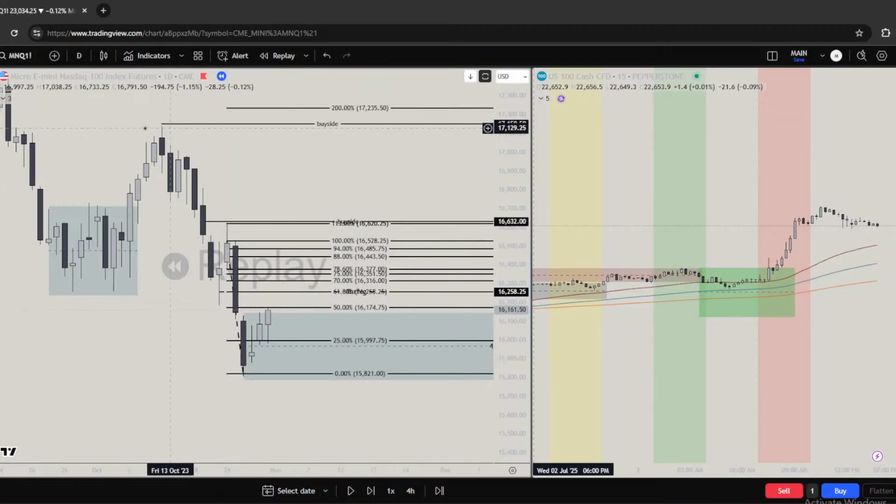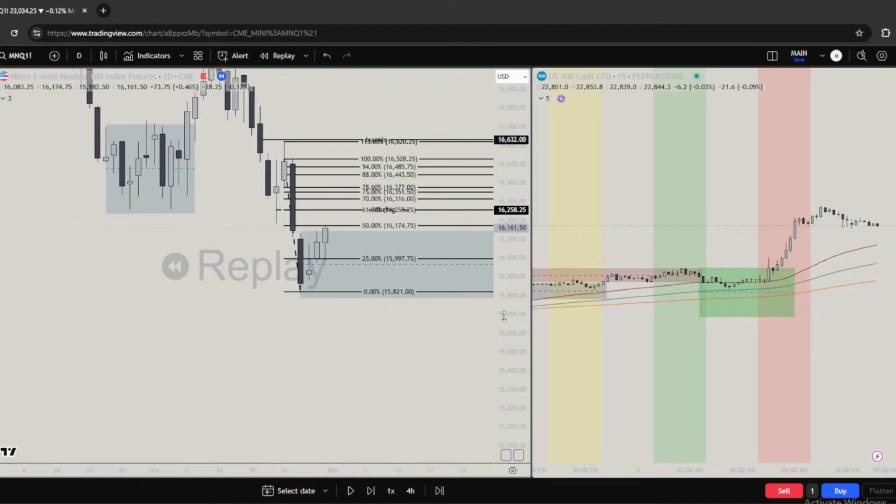You see how the buy side matches up too, next to these zones.